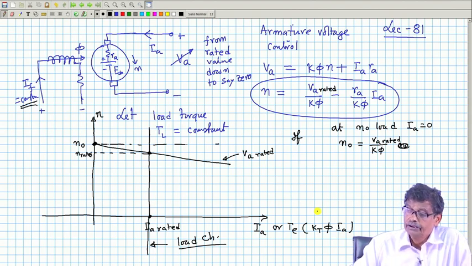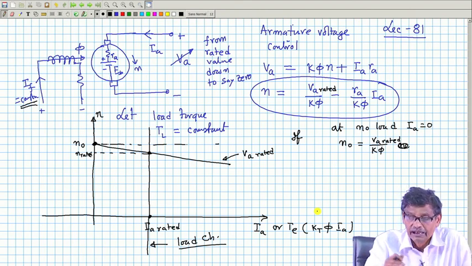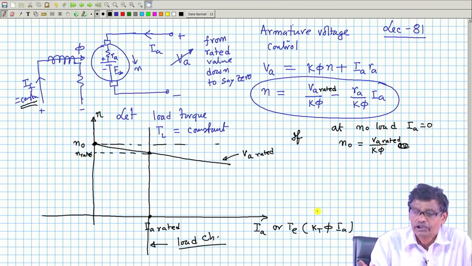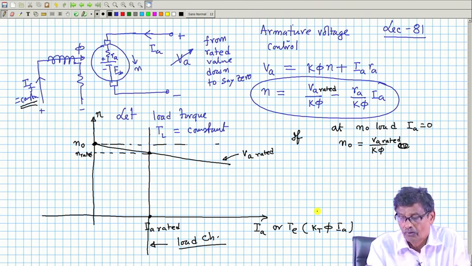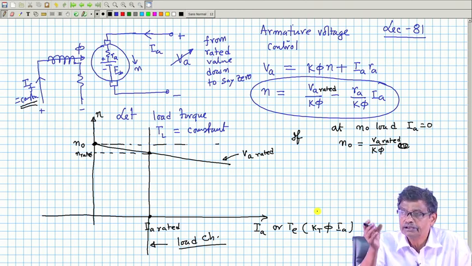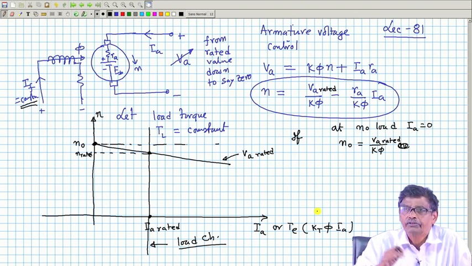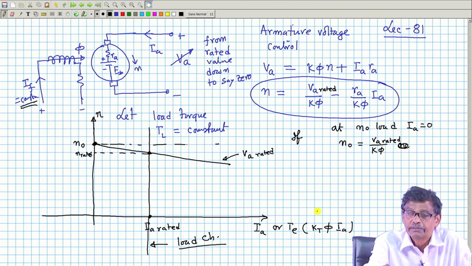Now, what I will do is this, I will reduce this armature voltage to a lesser value, because there is no scope for increasing the voltage beyond rated value. So, the only thing I can do, if it is a 220 volt machine, is reduce the voltage to 200 volt, maybe then 180 volt, like that. So, you reduce the armature voltage.